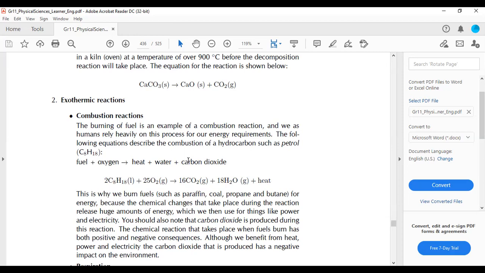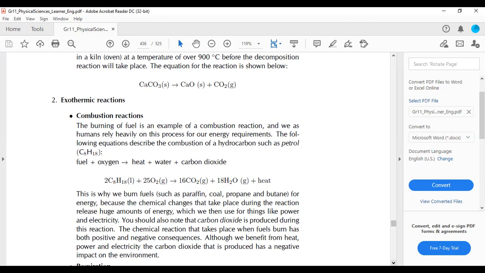Okay, so here you can see you've got fuel, you've got oxygen, and this gives you heat. So this also, guys, can be things like explosions. All of those are exothermic reactions because they give out heat. That is why we burn fuels for energy, because the chemical changes that take place during the reaction release a huge amount of energy. The result of a combustion reaction will always be carbon dioxide, water, and heat.